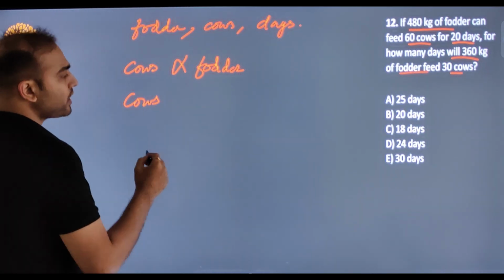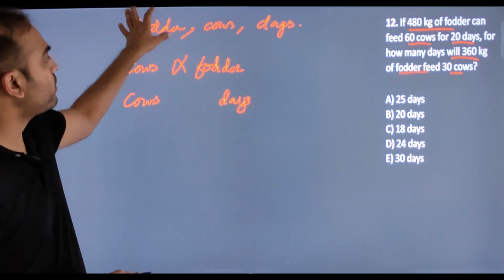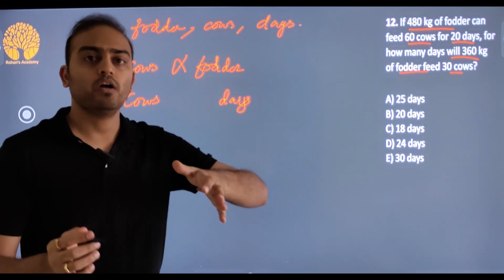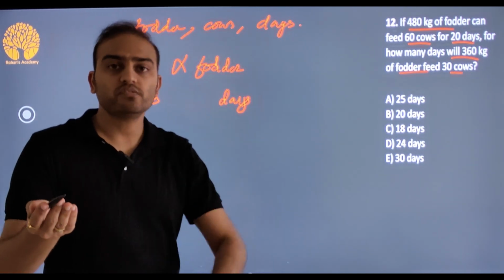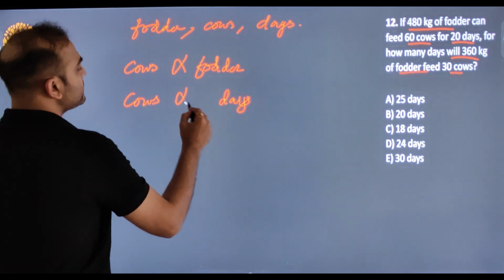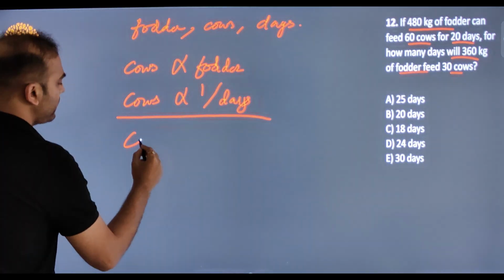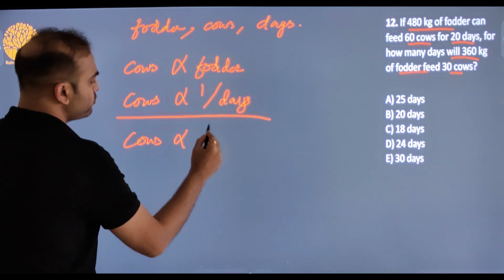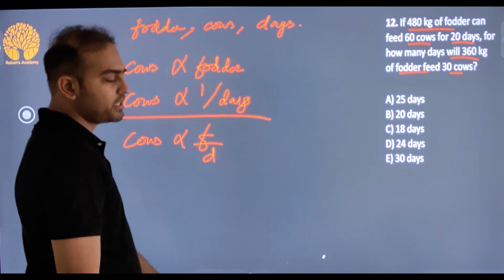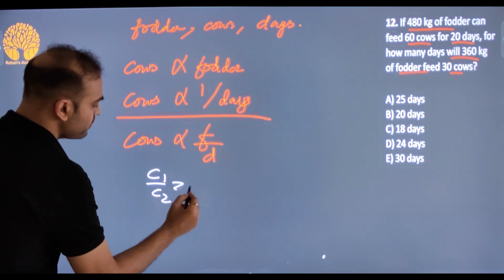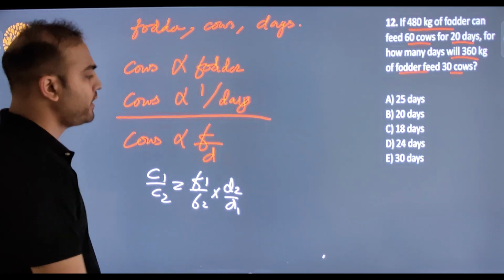Similarly, cows and days. What is the relationship? Now keep the fodder fixed. If the food is fixed, more cows will finish the food quickly, so the days will decrease. So cows and days are inversely proportional. We can combine and write cows is proportional to fodder by days. Again, you can just write down the formula. C1 by C2 is F1 by F2 times D2 by D1, right?